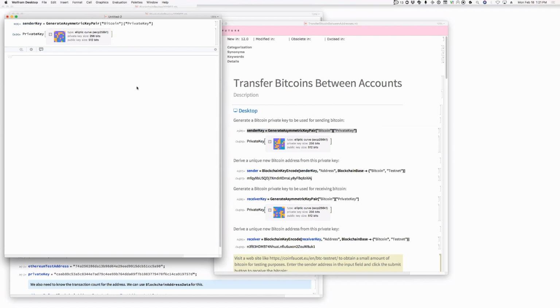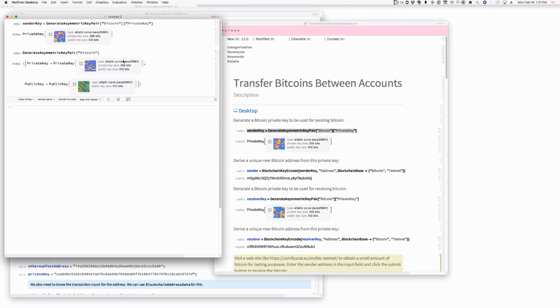Well, the blockchain key encode function knows that it has to use the public key, so you can provide the public. I don't understand. I'm very confused here. This sender key, this line here, stores only the private key. When I do generate asymmetric key pair, that's going to generate both private and public keys, right? Mm-hmm. But this line saves only the private key. Yes.